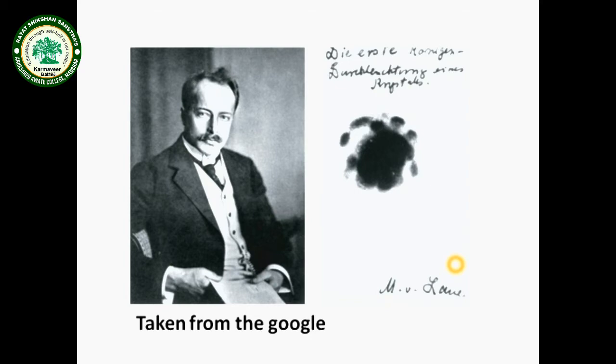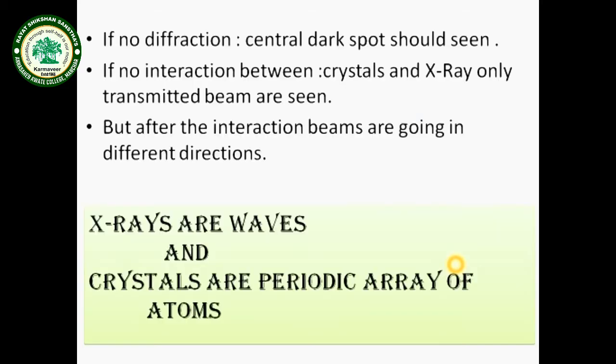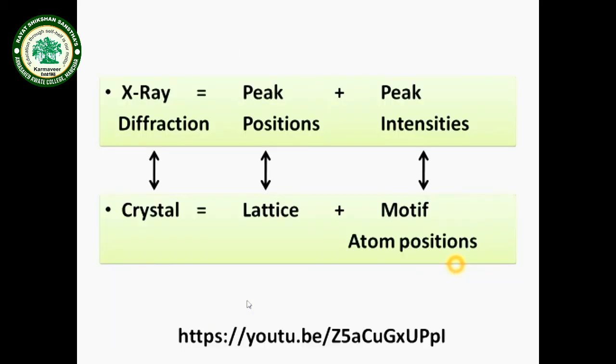As a result of that, deviation or diffraction is taking place. So the success of the Laue experiment concluded two things. First, X-rays are waves, and second, crystals are a periodic arrangement of atoms. And due to his systematic investigation, he was the recipient of the Nobel Prize. So that has been summarized over here: X-rays are waves and crystals are a periodic arrangement of atoms.